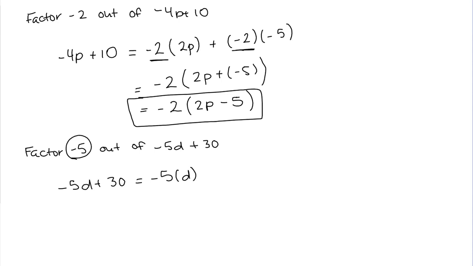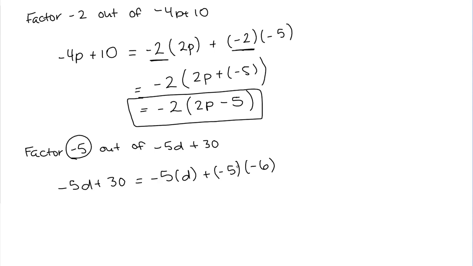So, and negative 5 again times what is positive 30? Well, we know that negative 5 times negative 6 would do the trick for there.